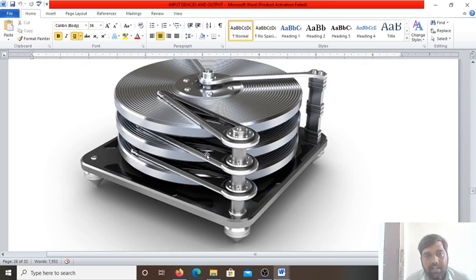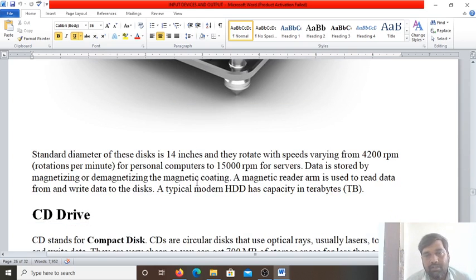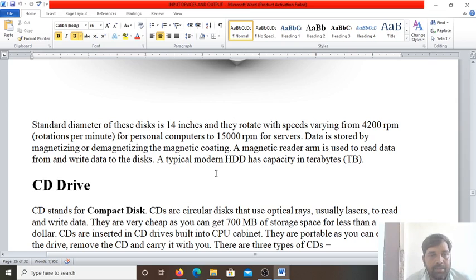And that reader arm senses the magnetic material of the platter. A typical hard disk drive has a capacity in terabytes. So you are getting the hard disk in terms of terabytes, 1 TB, 2 TB, 3 TB, like that.